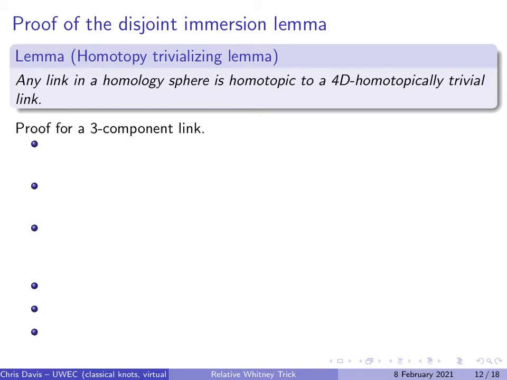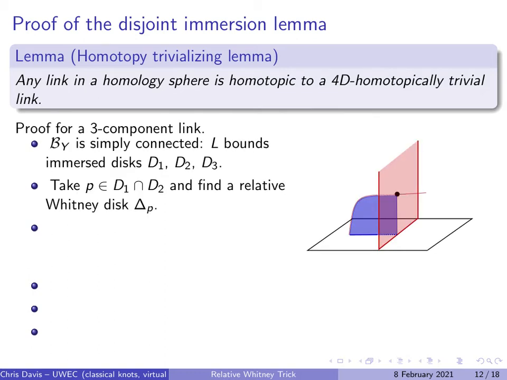So for a 3-component link, the argument is more subtle, but not much more subtle. We'll start by doing exactly the same setup. Since this thing is simply connected, the components of this link, it's a 3-component link now, bound MOS disks. If they were already disjoint, you would be done. Find an intersection point in 2 of them.